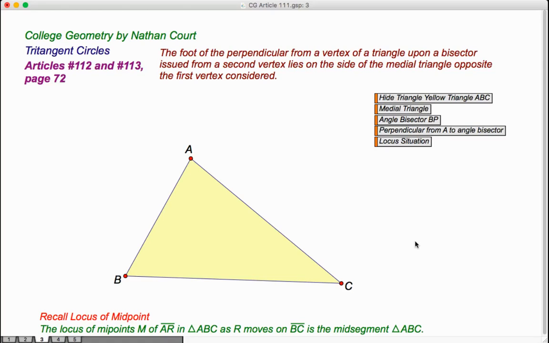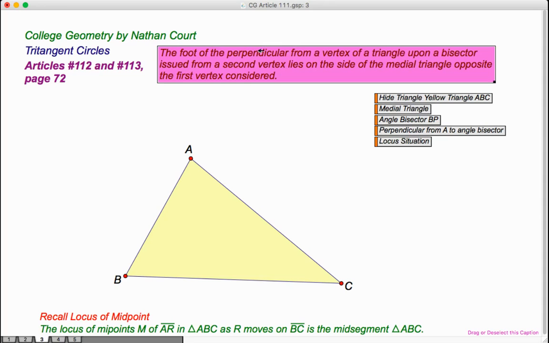Hello there. This time we are going to consider articles 112 and 113 on page 72. These two articles focus on the property of angle bisectors and the associated medial triangle of a given triangle. So let's start.